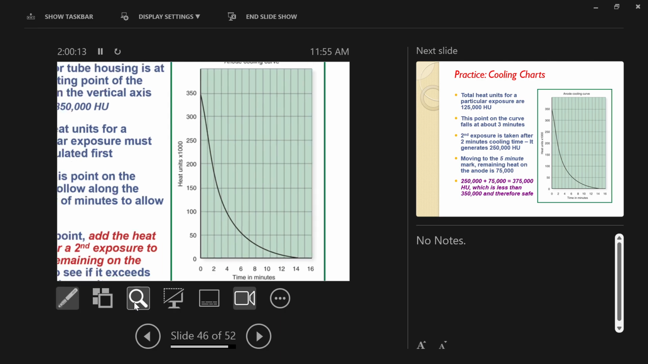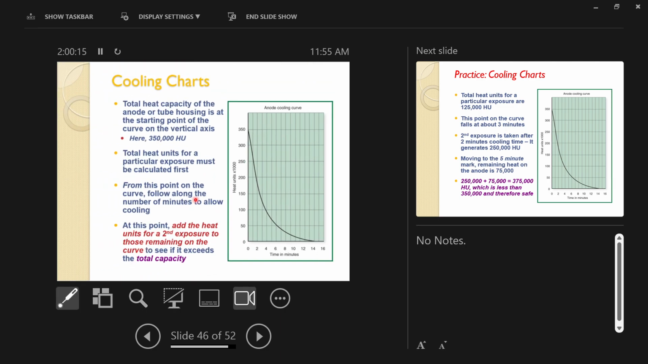So that's why you do it. You make an exposure, you see how much time has elapsed, calculate your next exposure, and see if that next exposure will exceed the heat capacity of the equipment from where it's cooled down to.